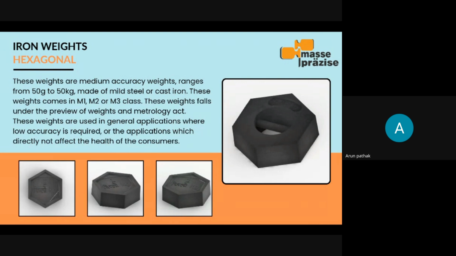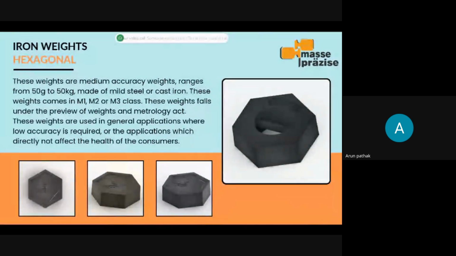These weights range from 50 gram to 50 kg, and the weights from 5 kg to 50 kg come with a handle, while the weights from 50 gram to 2 kg are monoblock weights without any handle. These weights are manufactured by the process of casting, so these are also called cast iron weights. The accuracy class of these weights is equivalent to OIML classes of M2 or M3.